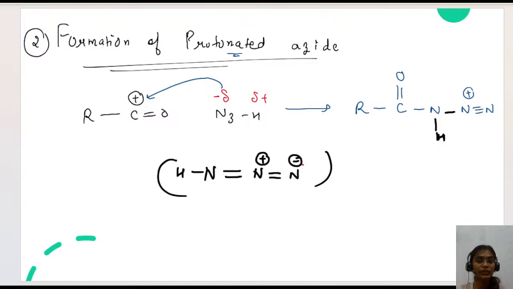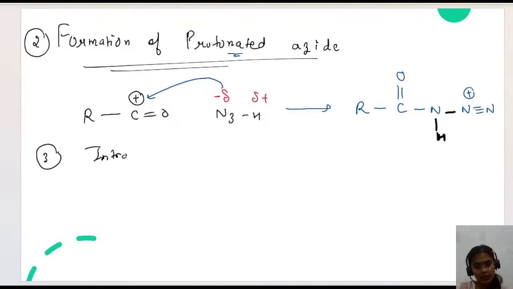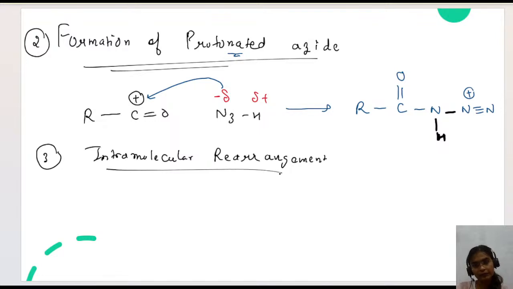That is intramolecular rearrangement. I'm erasing this so that we can write step number three here. So what is step number three? Step number three again is intramolecular rearrangement. See how beautifully the rearrangement is going to happen. Let's see, this is R. We know one thing: our final product has to be the isocyanate. If you don't know how the arrow is moving, on paper just write intramolecular rearrangement and form the isocyanate.